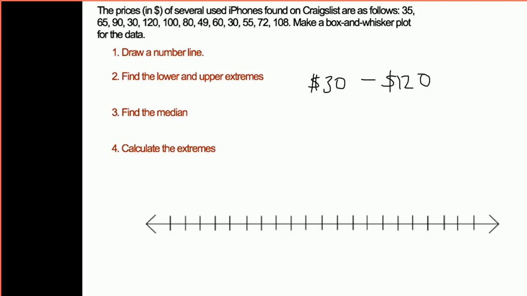So this is when I'm going to start putting some numbers down here on my number line. So 30 to 120, I'm going to put in the middle, let's do 60, maybe, and then next would be 70 on that side, and 50 on this side. Actually, maybe we can go a little bit bigger.